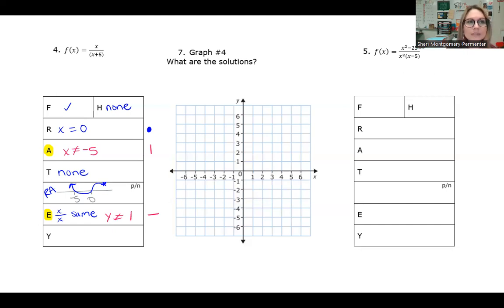For my y-intercept, I'm going to plug in 0 anywhere that I see X. So I end up with 0 on the top and then 5 on the bottom. What is 0 divided by 5? So my point would be 0, 0.